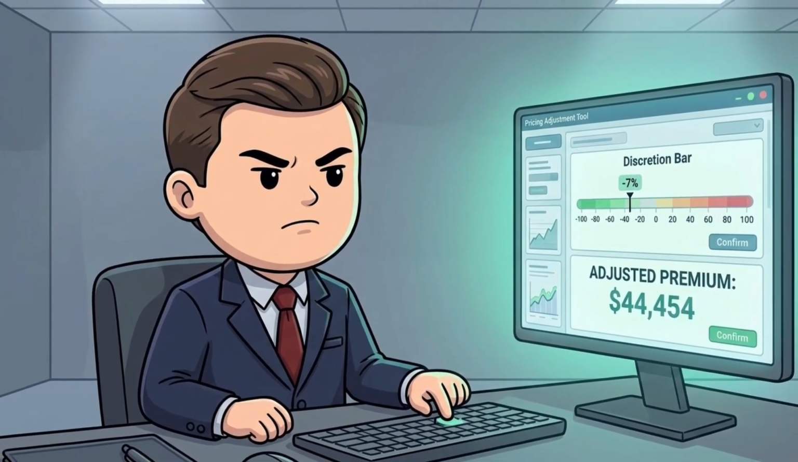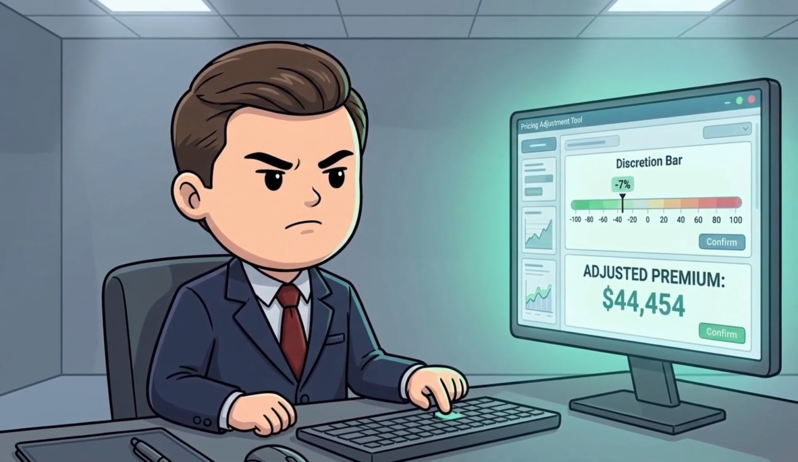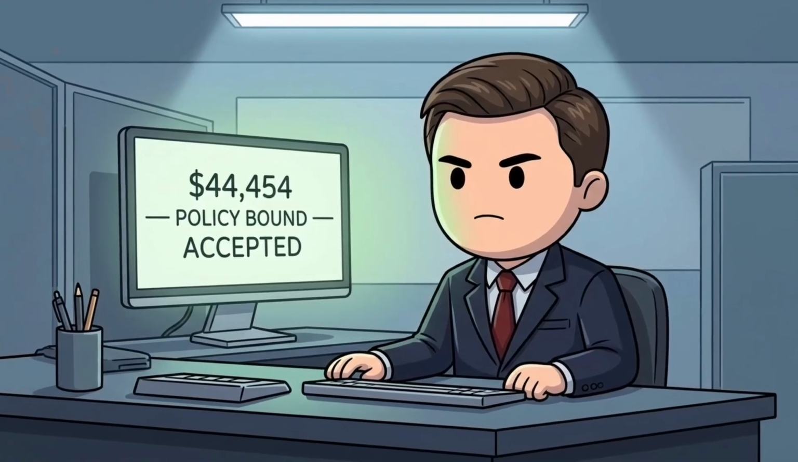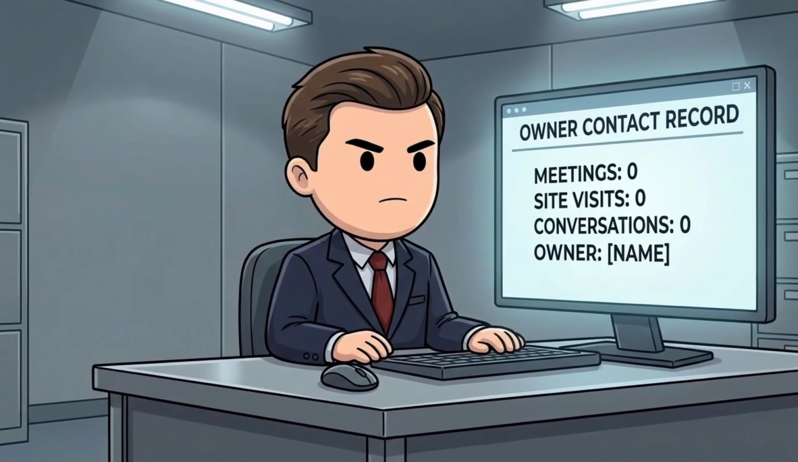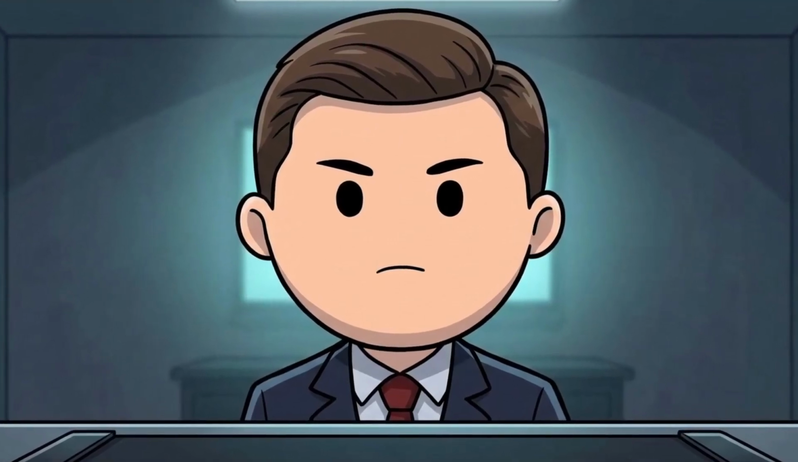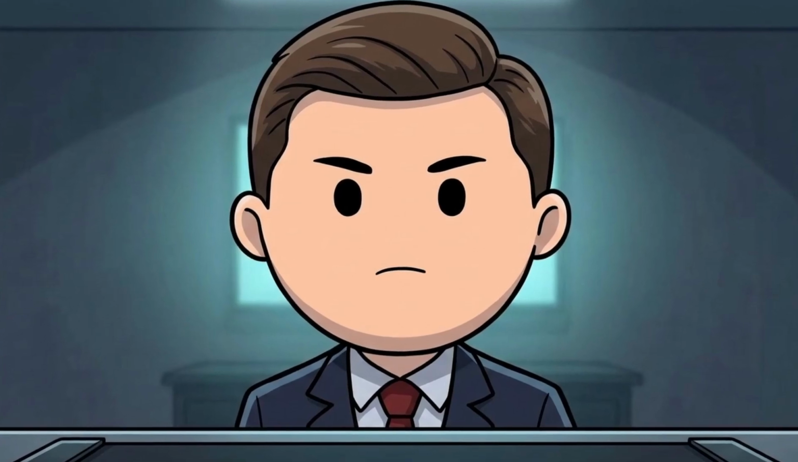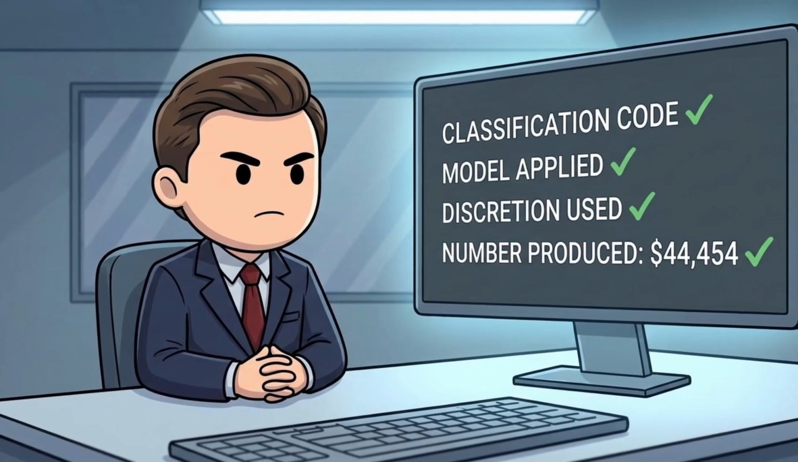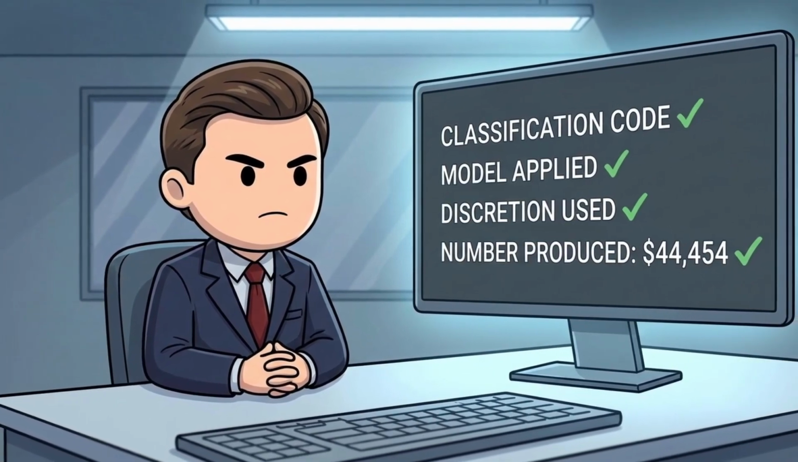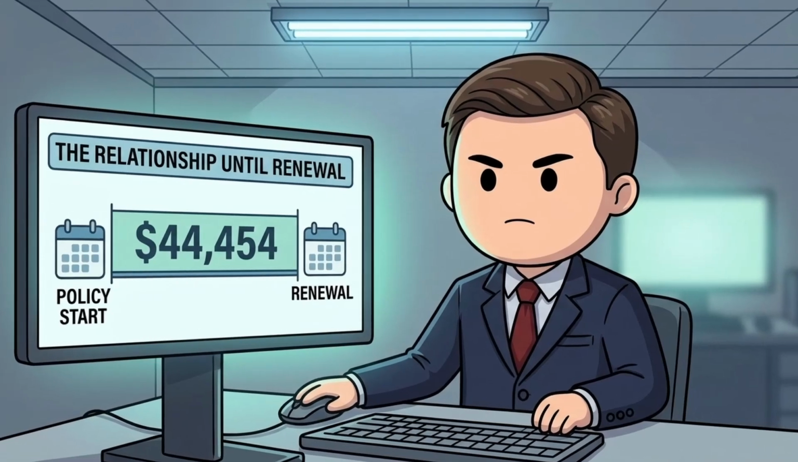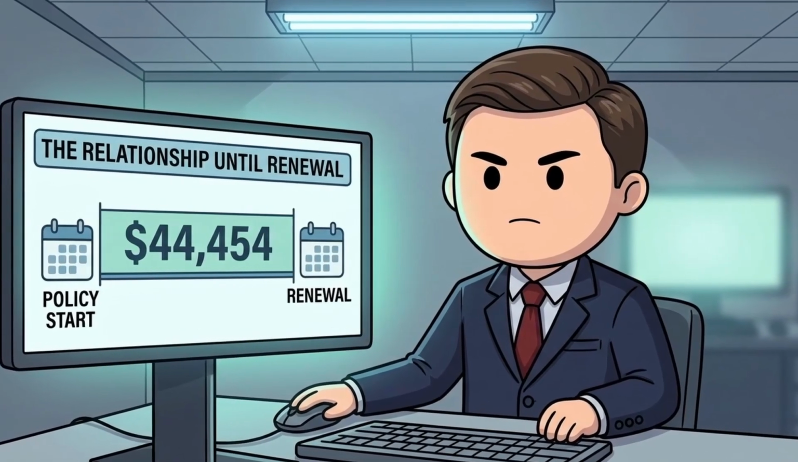The final premium is $44,454. The owner accepts it. You have never met the owner. You will not meet the owner. You have not read the OSHA reports or visited the facility or spoken to anyone who has. You have read a classification code, applied a model, used your discretion within the permitted band, and produced a number. The number is the relationship between the company and the insurer until renewal.